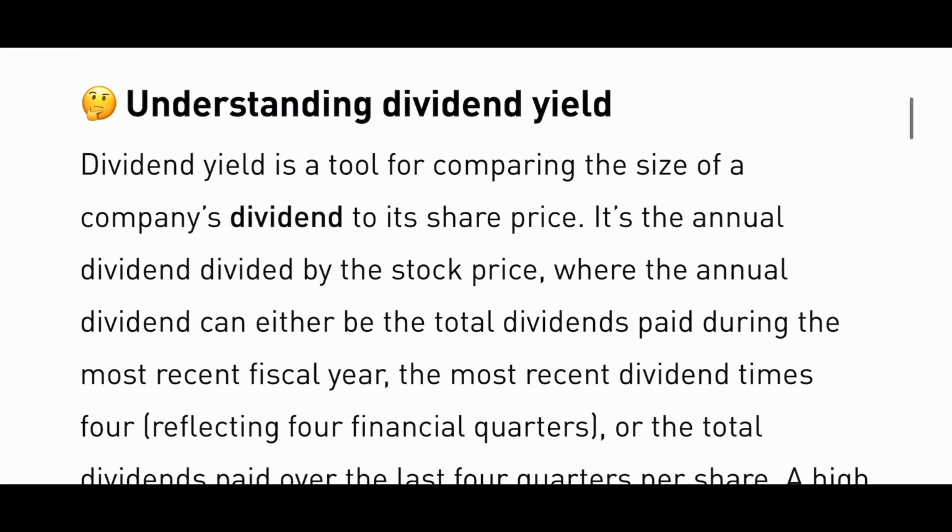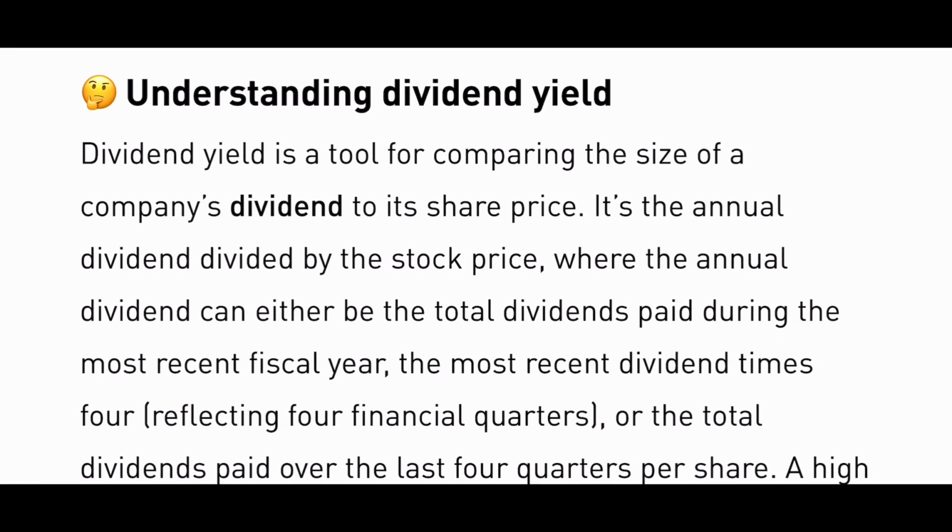Okay, so here we go. Understanding dividend yield. Dividend yield is a tool for comparing the size of a company's dividend to its share price. It's the annual dividend divided by the stock price, where the annual dividend can either be the total dividend paid during the most recent fiscal year, the most recent dividend times 4, that will reflect the 4 financial quarters, or the total dividend paid over the last 4 quarters per share.